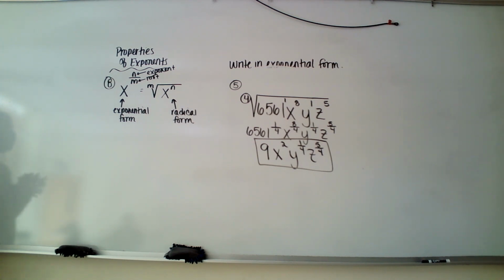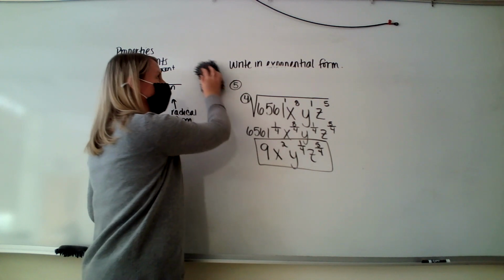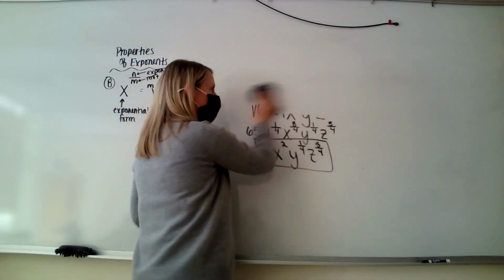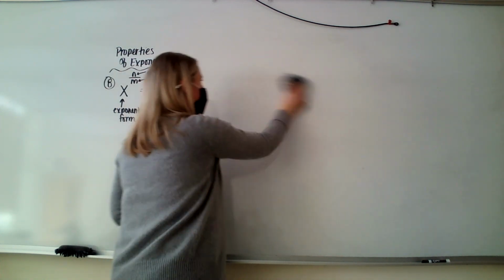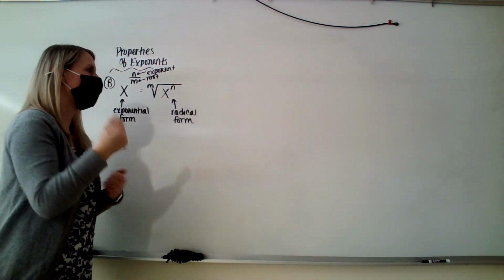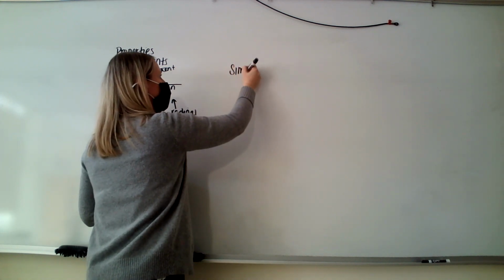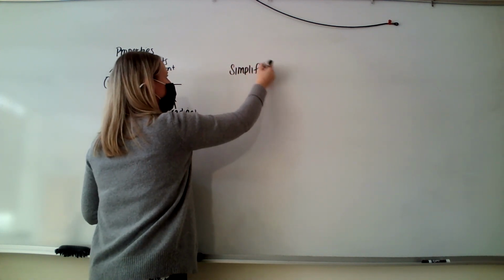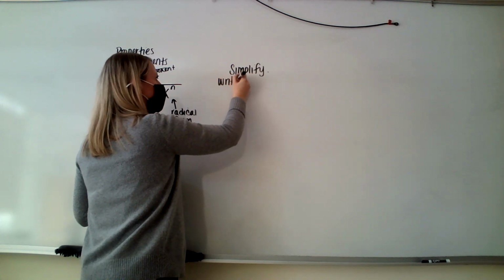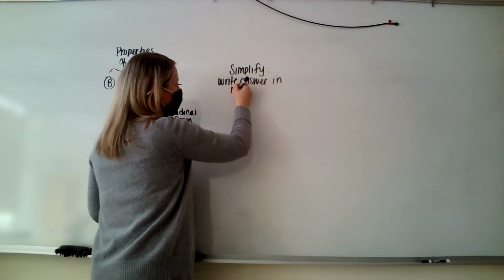Okay. Now for the fun stuff. Or are there any other questions? Sorry, I got excited. Okay, now for the fun stuff. Using our other properties, combining stuff with fractions, and then writing them in different forms. So let's say I said simplify the following, and I'm going to say write your answer in radical form.